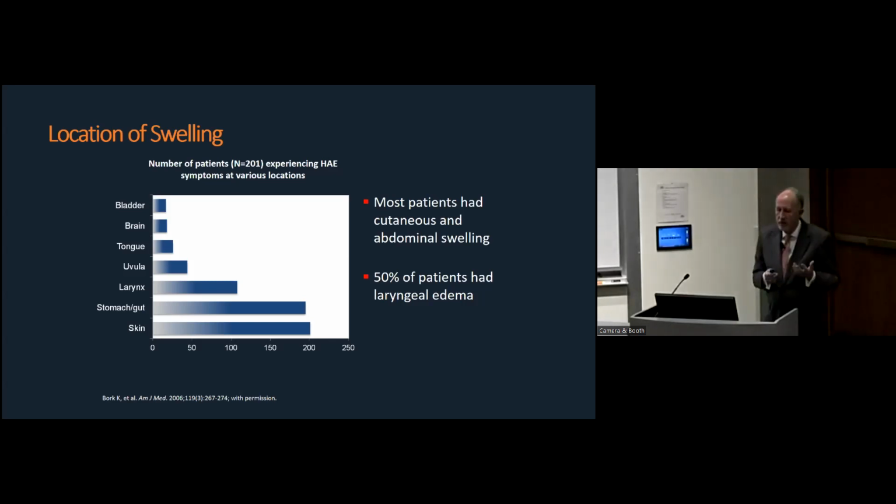The next, but fortunately less frequent, is laryngeal or airway attacks. About 50 to 60% of patients with HAE will have a laryngeal attack at some time in their lifetime. But fortunately, it's not as common. The uvula can swell, the tongue can swell, brain and bladder may be able to swell.